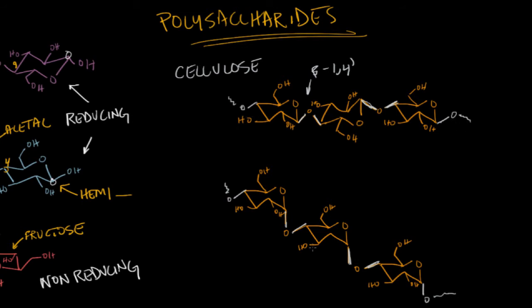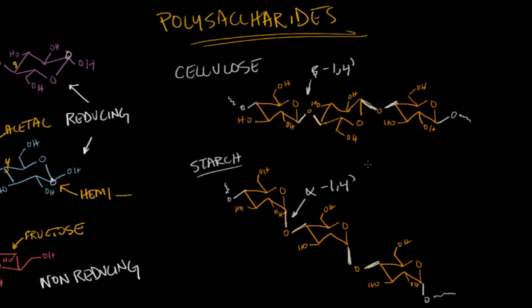Now down here I have another polysaccharide which is also super common, and this is starch. And you can see that really this is made up of repeating glucose units here. The difference is that these linkages are alpha. Still 1,4. So still 1,4 linkages, but these are alpha units.